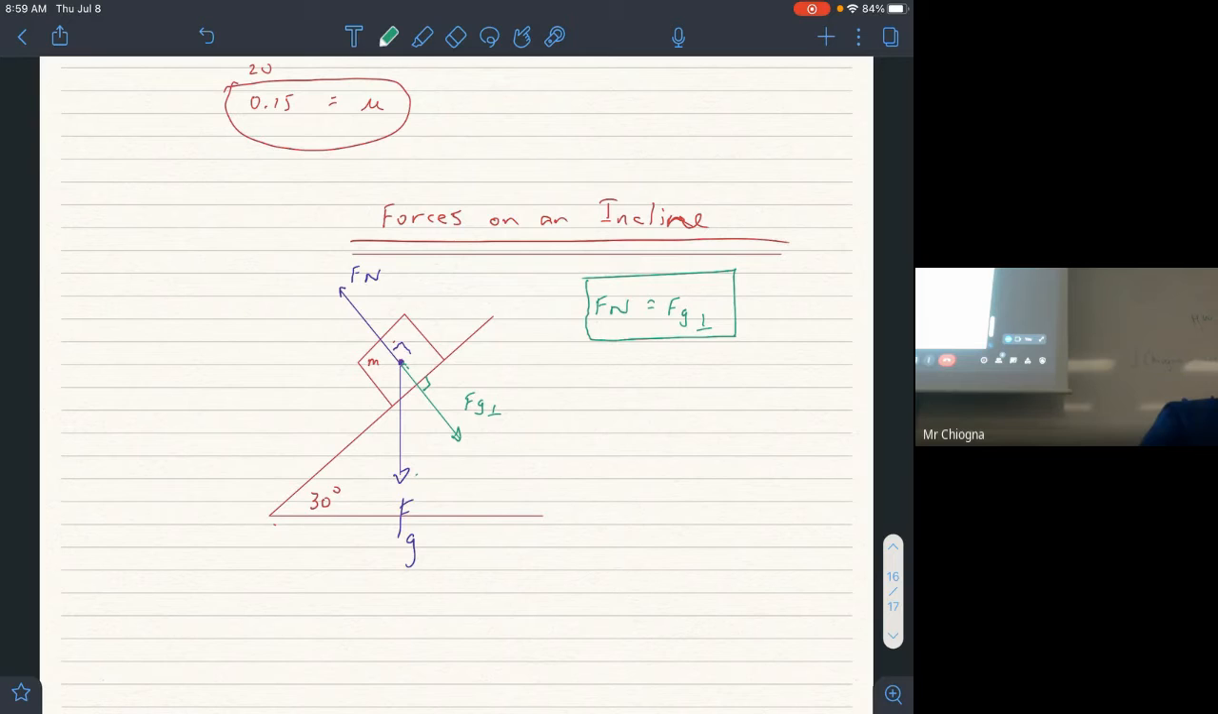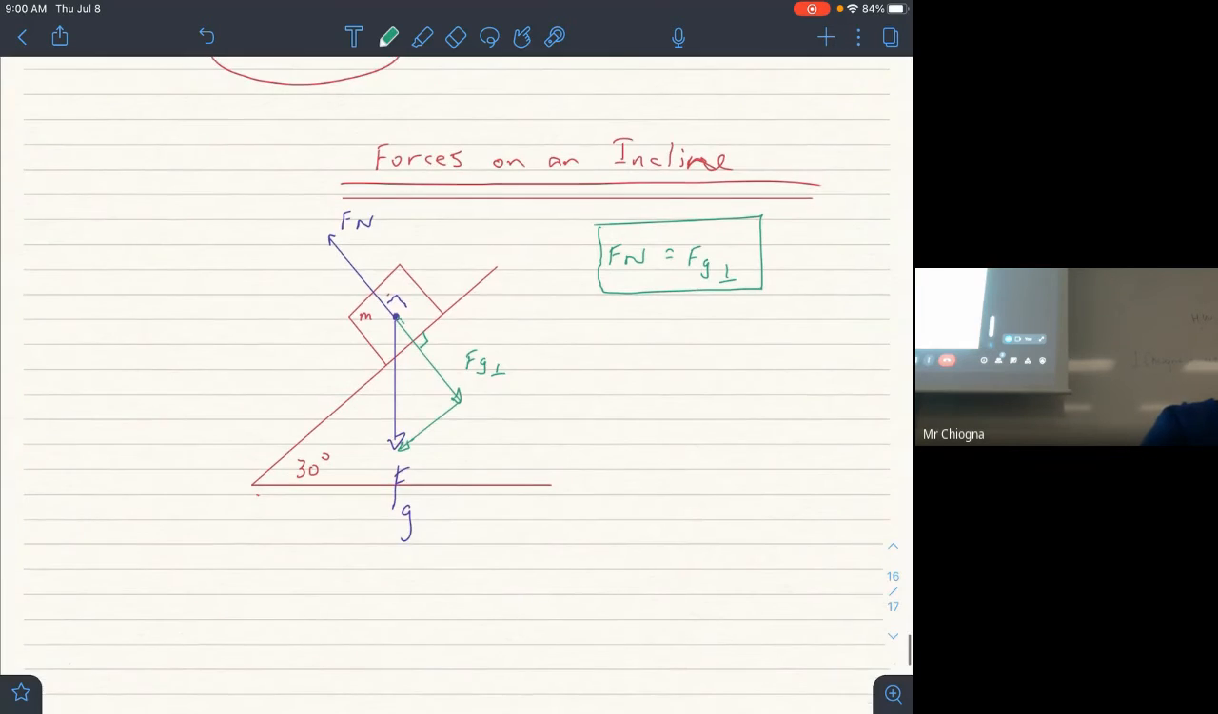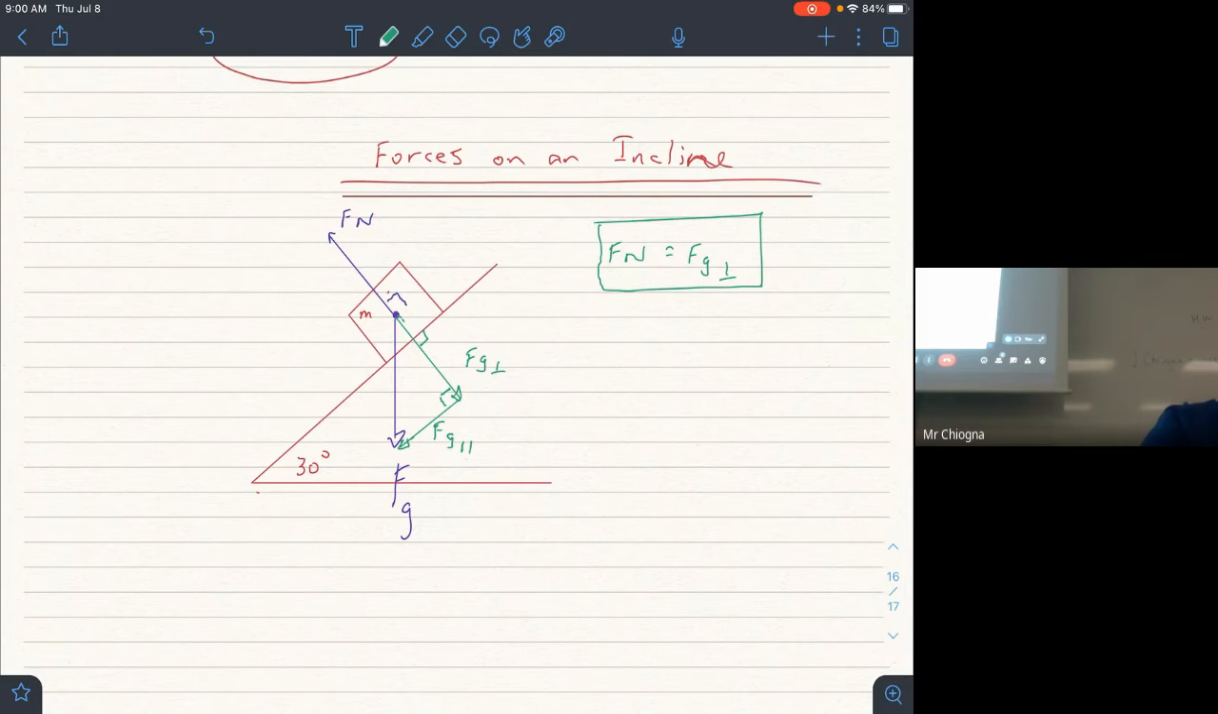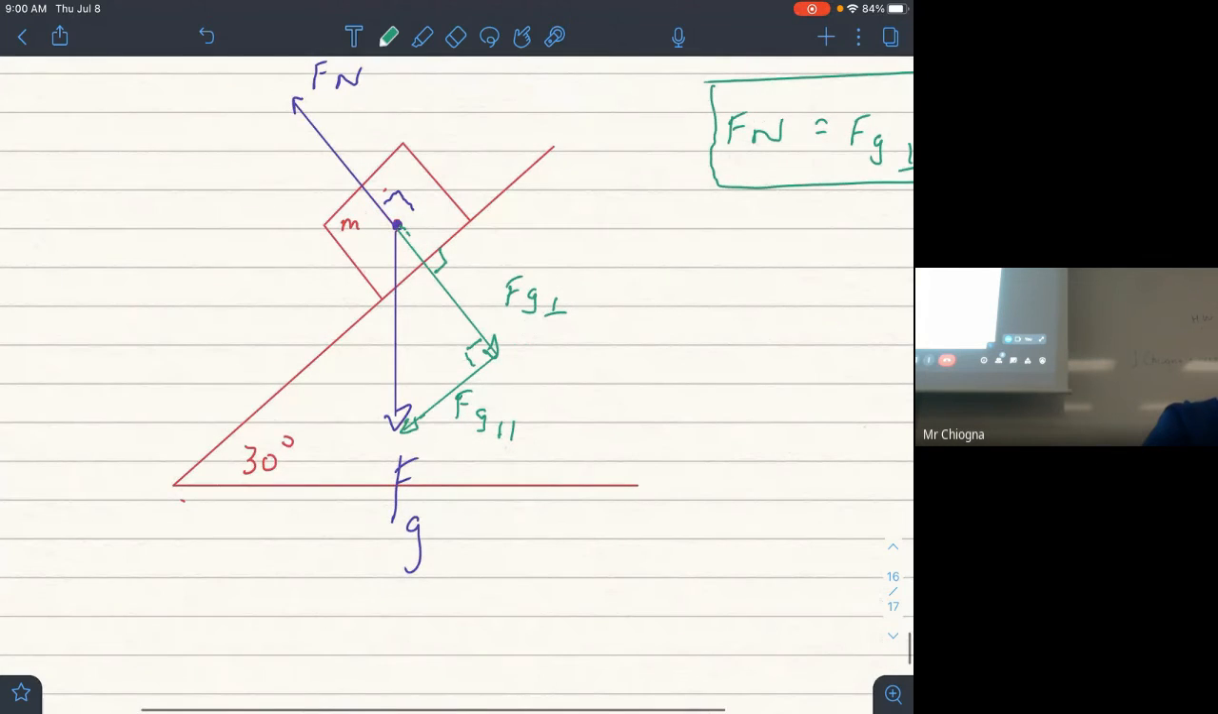We can add another component here for convenience. We like working with perpendicular components that form a right angle triangle. This green arrow, what I just drew, this latest one, is also part of FG. It's a component of FG that's parallel to the surface. It's parallel to this. I'll call it FG parallel.